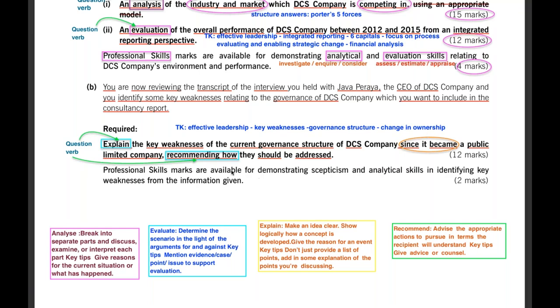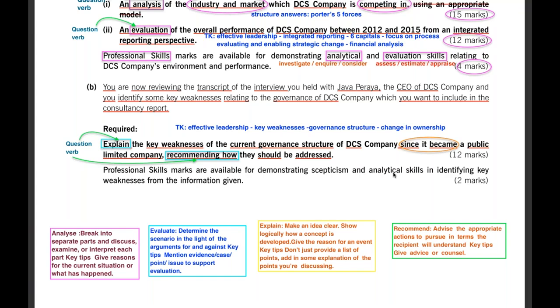Once you know the key weaknesses since it became a public limited company, you need to recommend how you should be addressing these particular key weaknesses. The professional skills that you are supposed to be demonstrating here will be skepticism skill and your analytical skills.